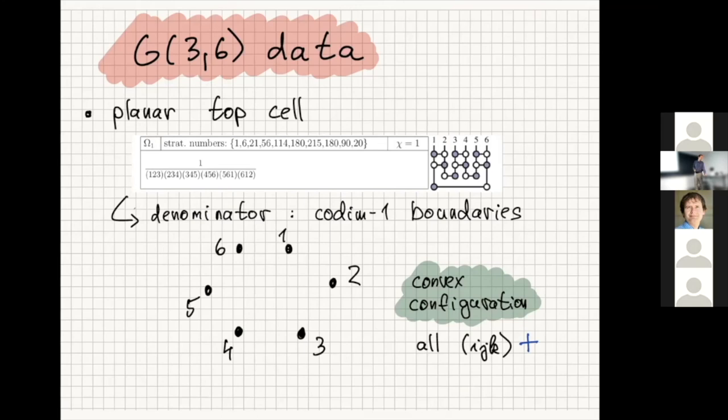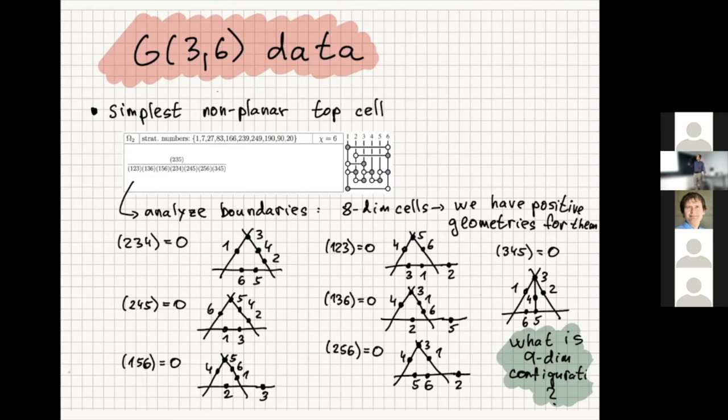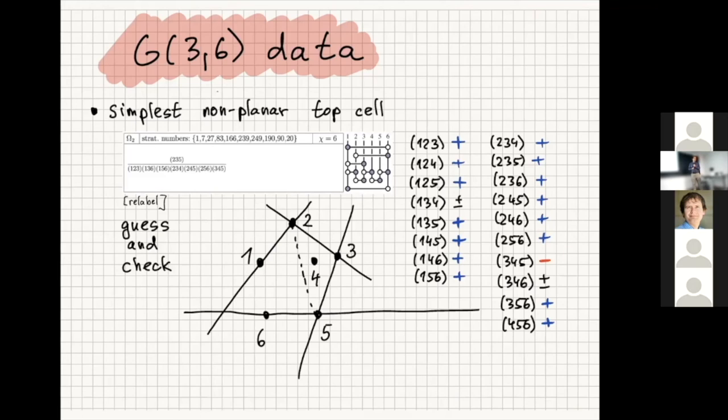Now you can do it for the ones which correspond to non-planar plabic graphs. The forms look different, and you can try to figure out what is the configuration of points which has the codimension one boundaries corresponding to the poles of these expressions. We did it for some of them, so you start to get configurations like that. These are not convex anymore, you get configurations of points which are not convex, and you can find the signs of all minors, and some of them are negative. We did it for a couple of them.